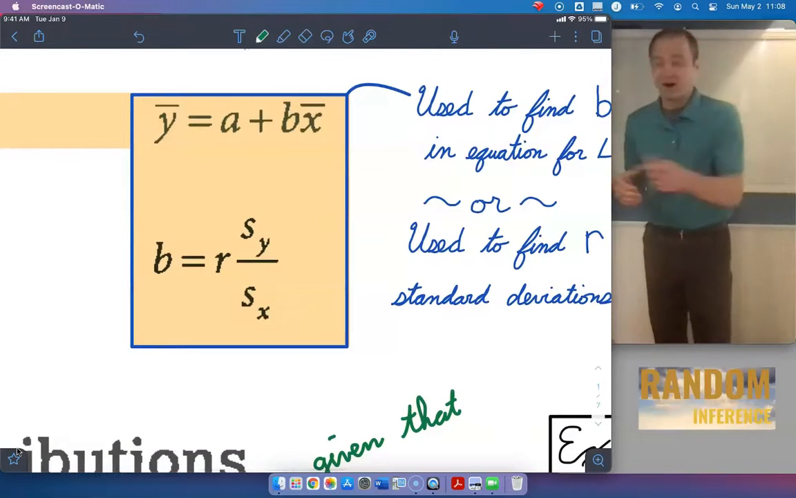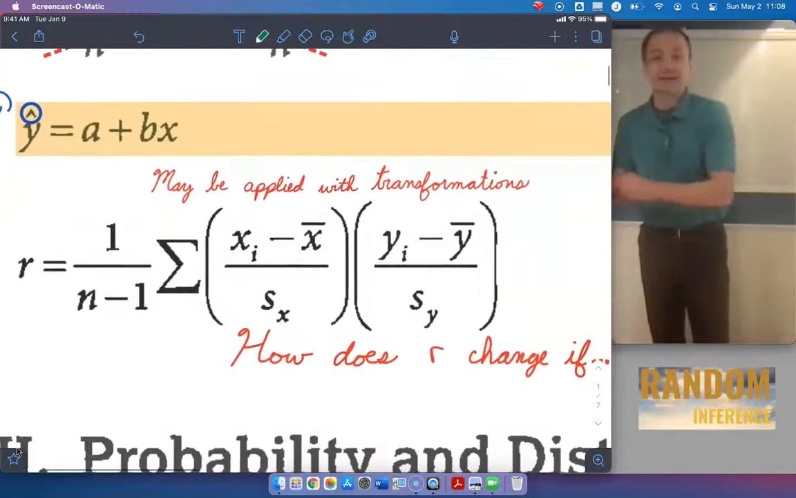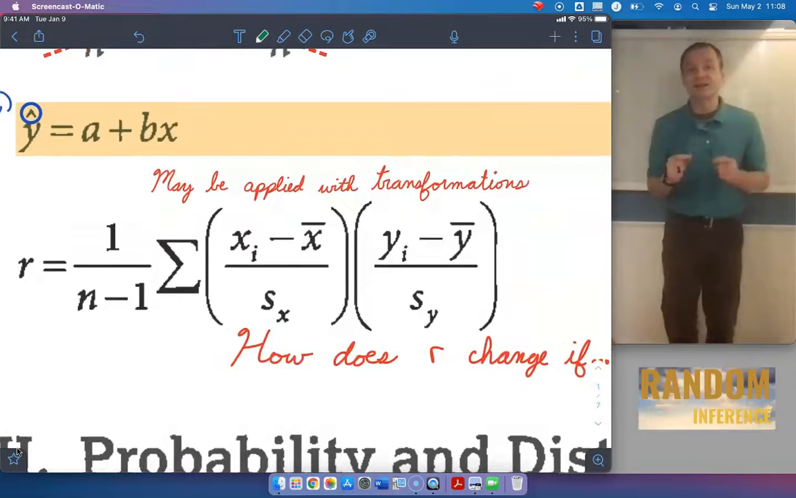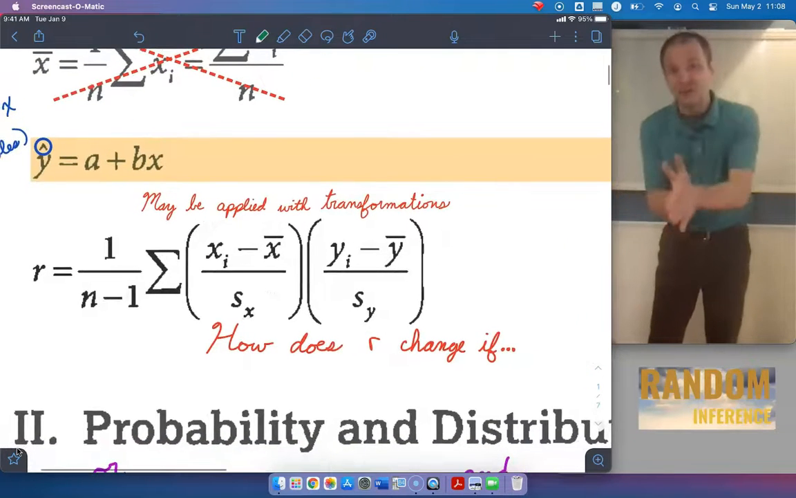Now, let's look at what r is. If I look at r in the descriptive statistics, that is a really nasty looking formula. And the good news is, you're really not going to be asked to plug into it.